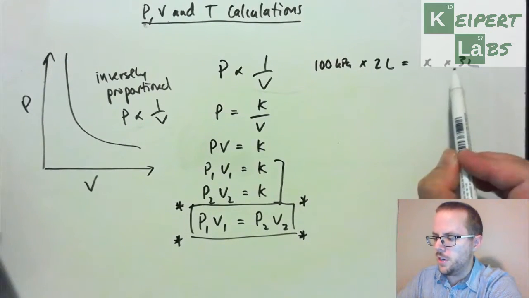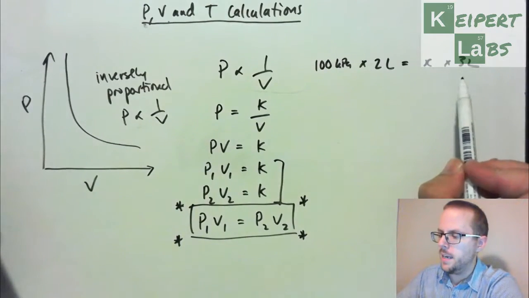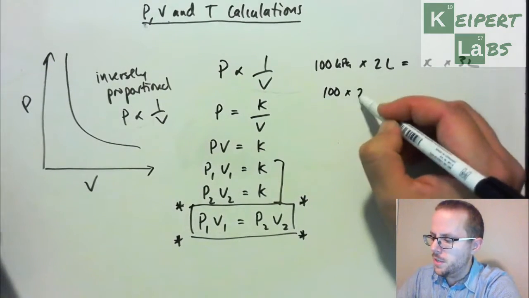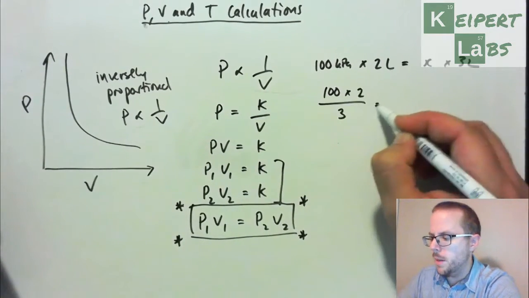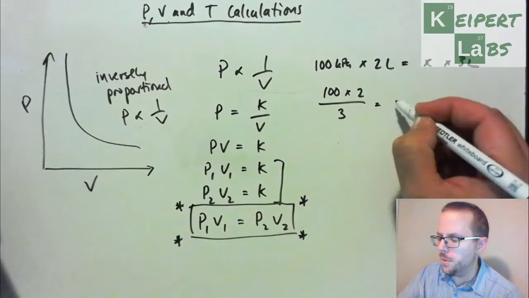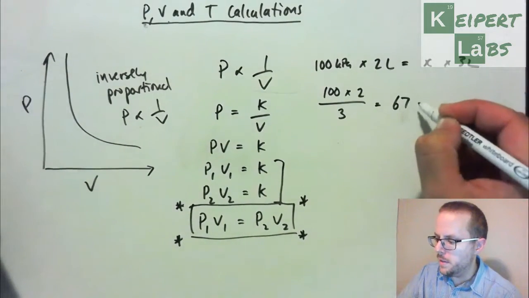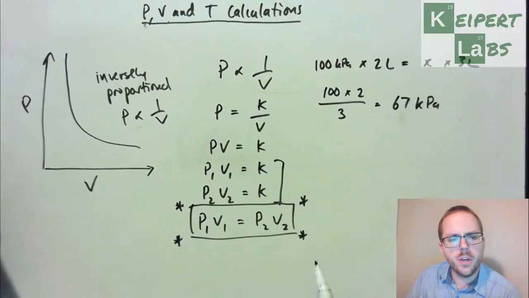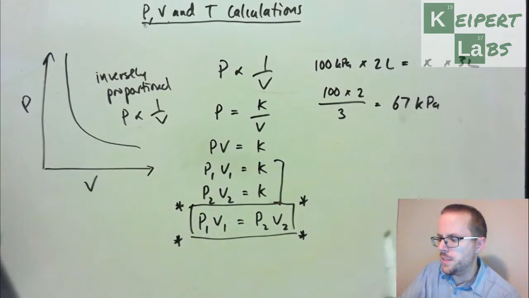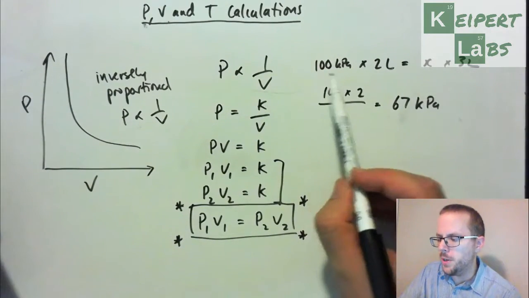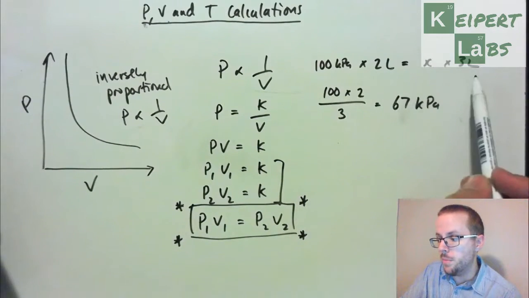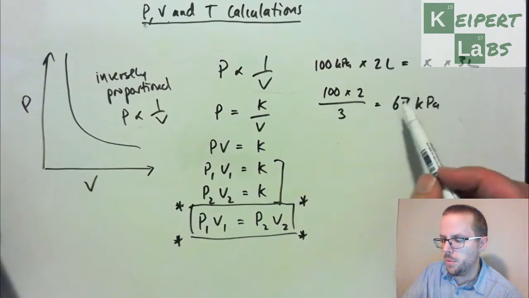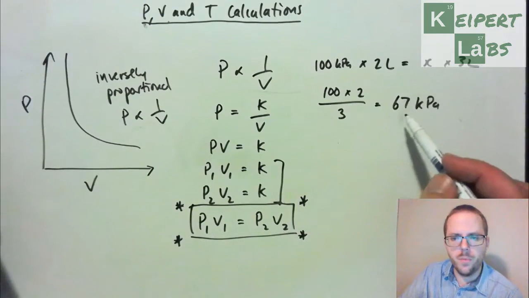And so now I can solve for x like any other equation that you've ever dealt with. So 100 kilopascals times 2 divided by 3 gives me my answer, which is around about 67 kilopascals of pressure. We can always use a little bit of common sense to check on this. We started with a higher pressure and made the container bigger, so as the volume went up, the pressure should go down. And we can see it's going down proportionally, so it's 2/3 of what it was before.